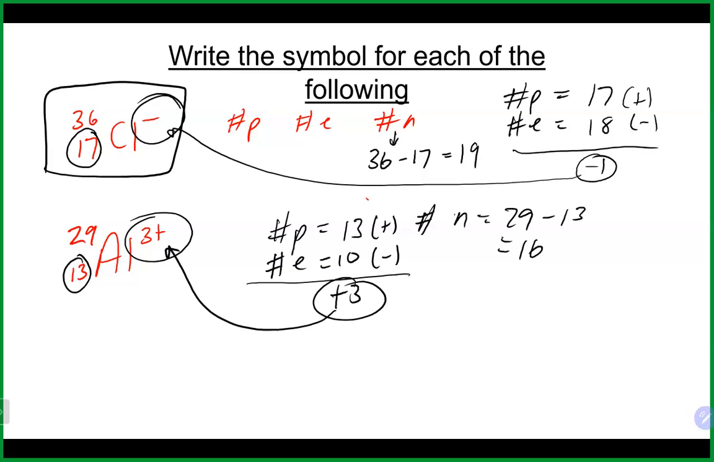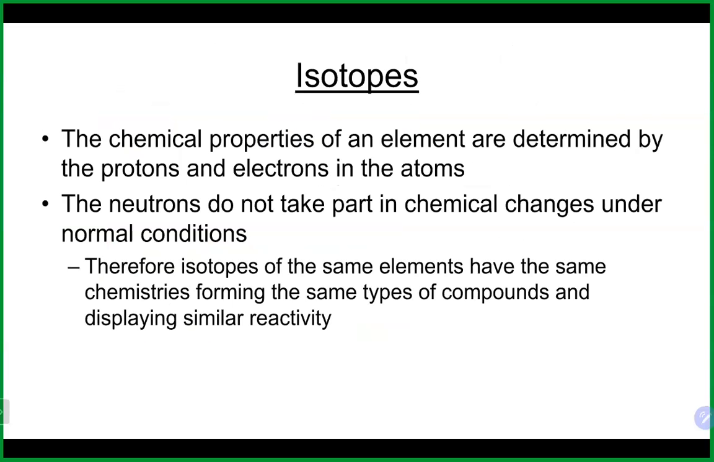All right, so clearly you need to be able to identify all those things: protons, electrons, neutrons, mass number, atomic number, and so forth. As we've been talking about, isotopes are things that have different numbers of neutrons. The good news is neutrons don't usually partake in normal chemical reactions, and that means isotopes are used to some people's advantage because they will perform the same chemistry as other isotopes.